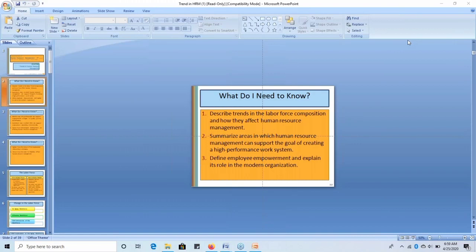Hello, so as we are saying, defining employees' empowerment and explain the role of the modern organization. All these things are very, very key to an effective organization in the workplace. So having said that, we will also continue to look at the importance of the human resource person in every organization.